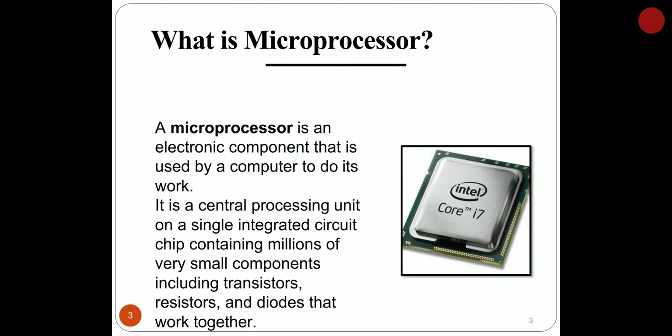First we have to know what is a microprocessor. A microprocessor is an electronic component that is used by a computer to do its work. That means it is the main part of the computer or any other electronic component that performs the work. It is the central processing unit on a single integrated circuit chip containing millions of very small components such as transistors, resistors and diodes that work together. The speed depends on the microprocessor itself, based on the type of transistor, resistor, diodes and their working and the speed of work.